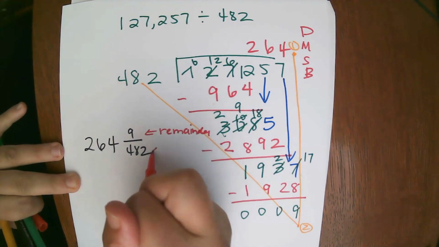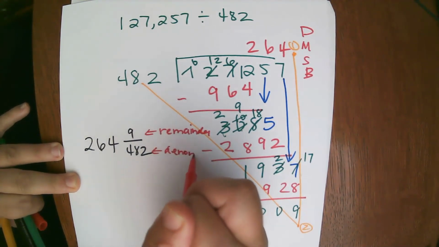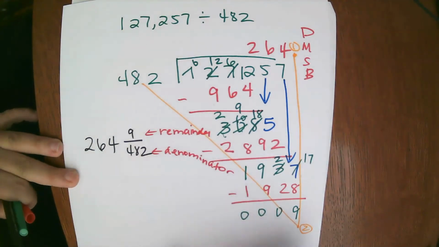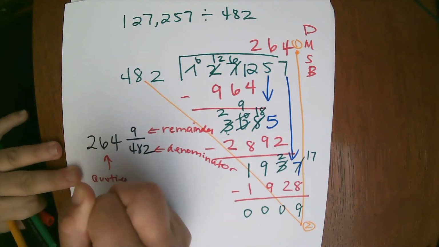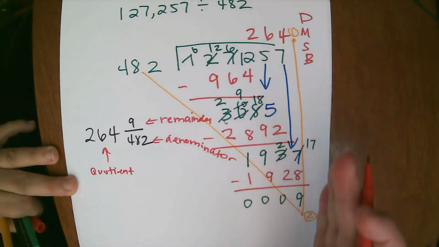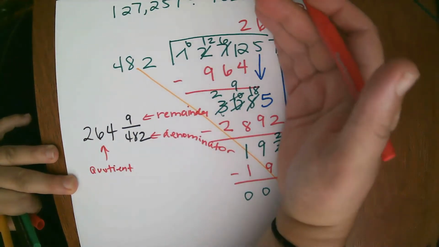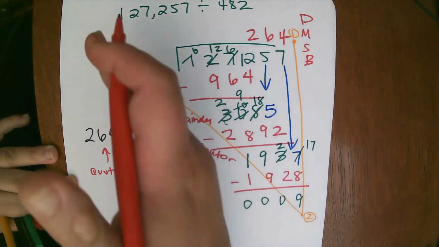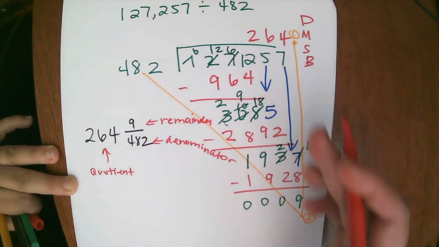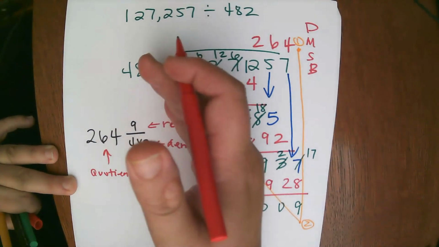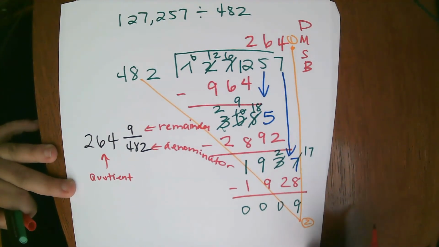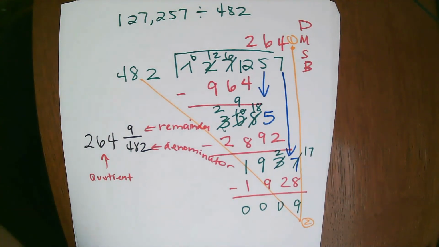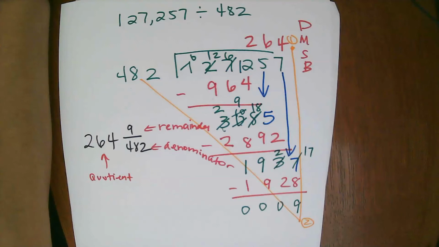So this is going to be your remainder. We can just label it. And this is your denominator. Gotta take it to the side. Okay? And this is your quotient. Okay? And we use our ice cream cone to kind of help us. So first stop, second stop, third stop. So first stop, you write your whole number. Second stop, you write your numerator. Third stop, you write your denominator. So that is how we write our remainders.